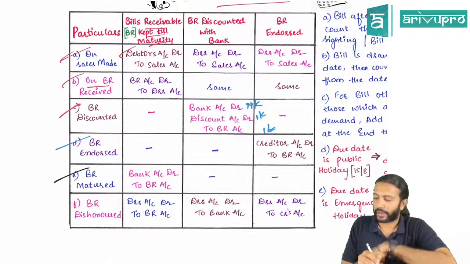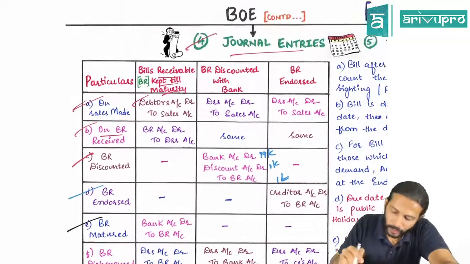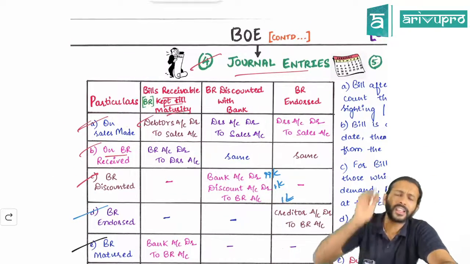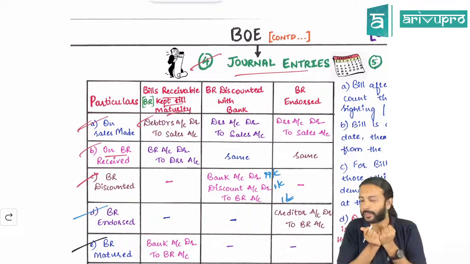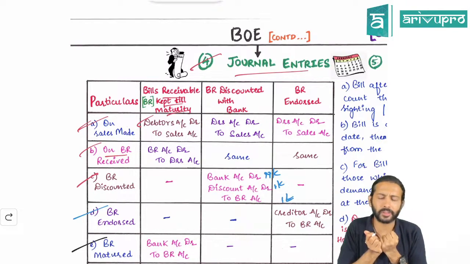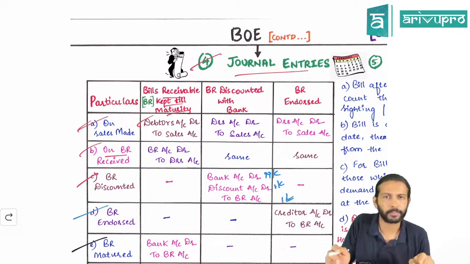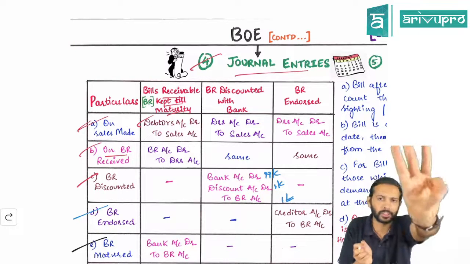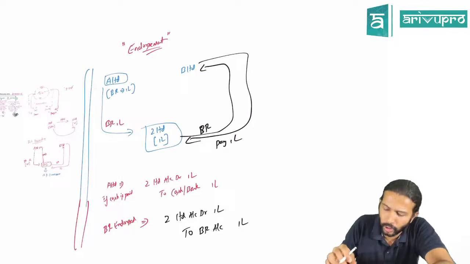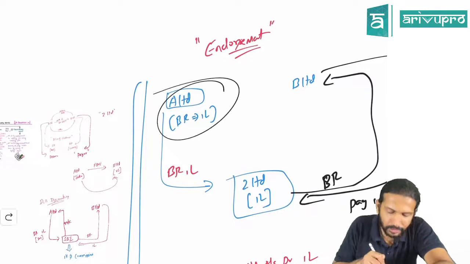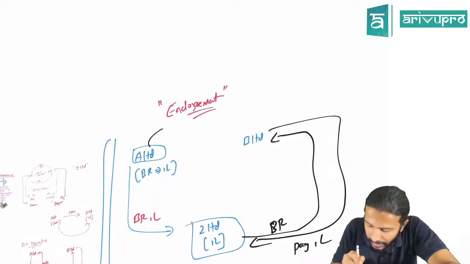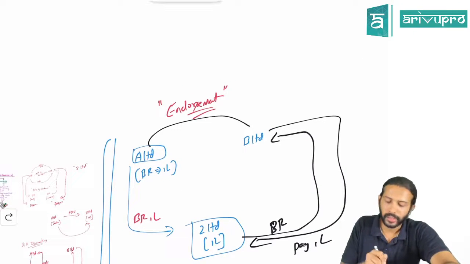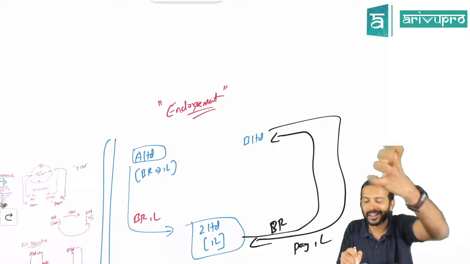Alright. Bill receivable got matured. Now, let's say the seller went for the first option. What is the first option? He kept the bill with himself. If he keeps the bill with himself for 3 months, what will A Limited do? At the end of the 3rd month, A Limited will give the bill to B Limited and collect the money.